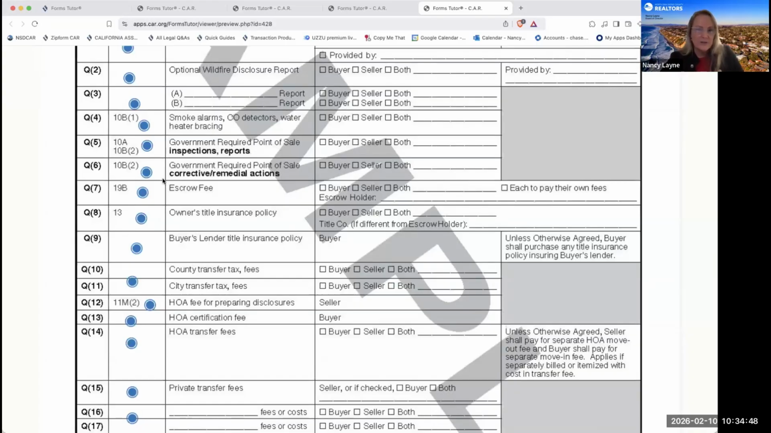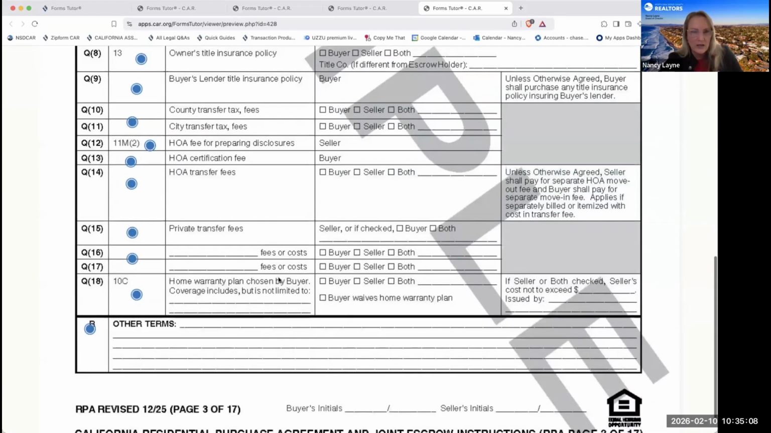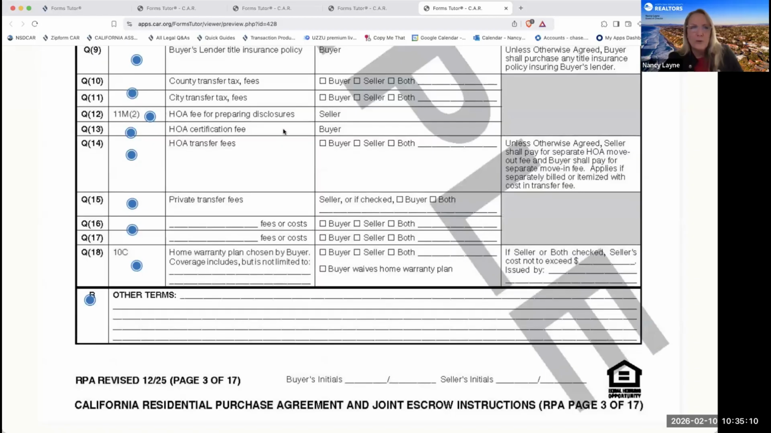Again, that's something that people were not aware was a thing. And that is when a buyer has a loan, then the buyer's lender is going to require a title insurance policy tie-in. It's not a huge amount, but it is an amount. County transfer tax fees, all these things are pretty standard. Nothing's really changed. HOA fees for preparing disclosures.